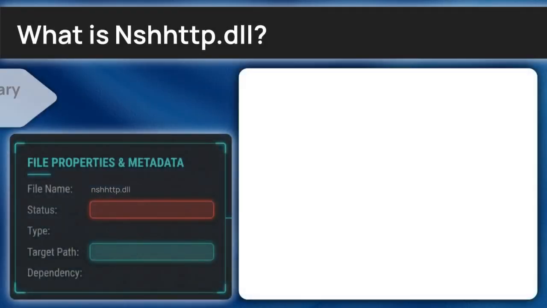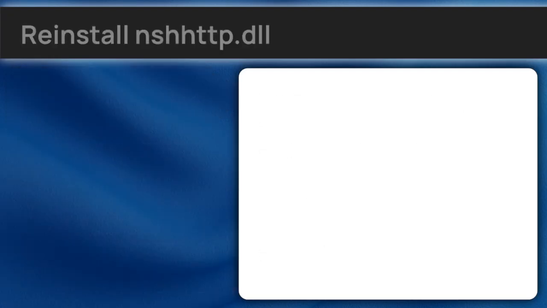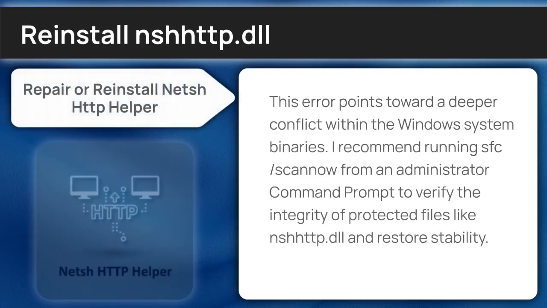This is the Nsh HTTP library, the Netsh HTTP Helper library. It provides unmanaged routines for configuring the HTTP.sys stack via the command line. It facilitates the orchestration of local server port link and SSL manifests. Since we've identified what's missing, let's try the official recovery method. This error points toward a deeper conflict within the Windows system binaries.